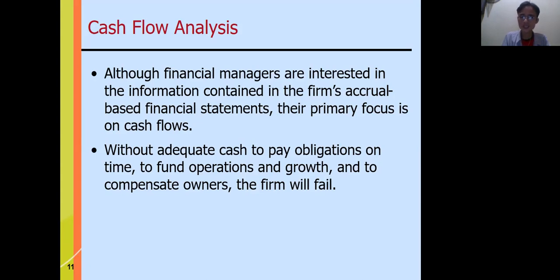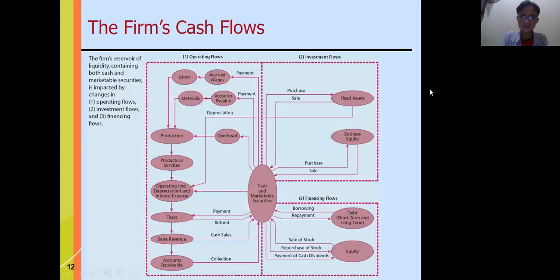And also to provide something to the owners in the form of dividends, which are normally paid in the short term. So these are just the things that we need to look into about cash flows. If we do not actually hit these, then the firm will fail. So we'll look now into this particular diagram, which will look into the firm's cash flows.